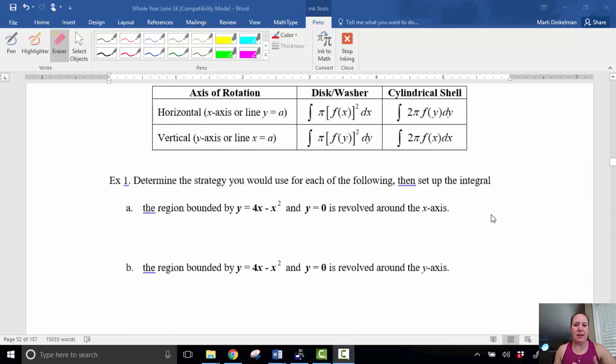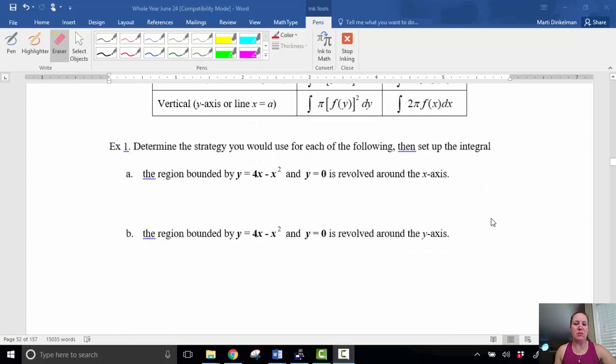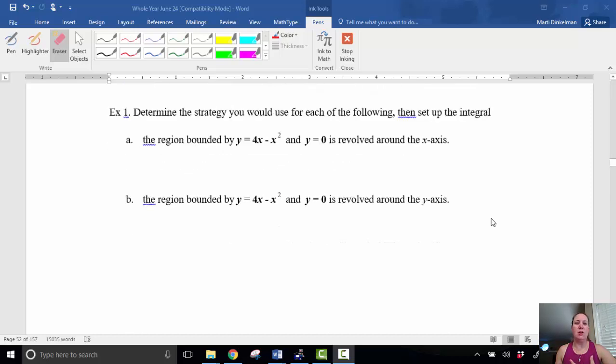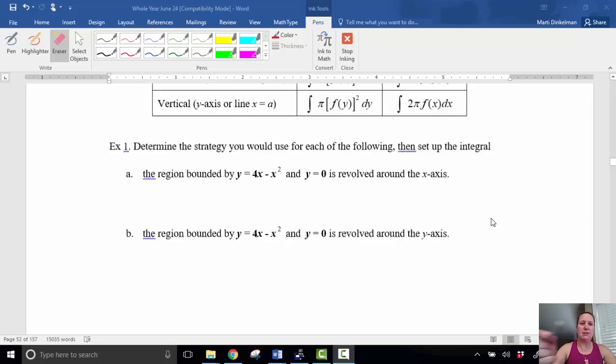So here's my advice. I always try to do the disc washer first because it's the one that makes the most sense to my brain. And then when that doesn't work, then I just try the other method. So you have to be willing to just try something and see what happens. Okay, so let's talk about A and B here.